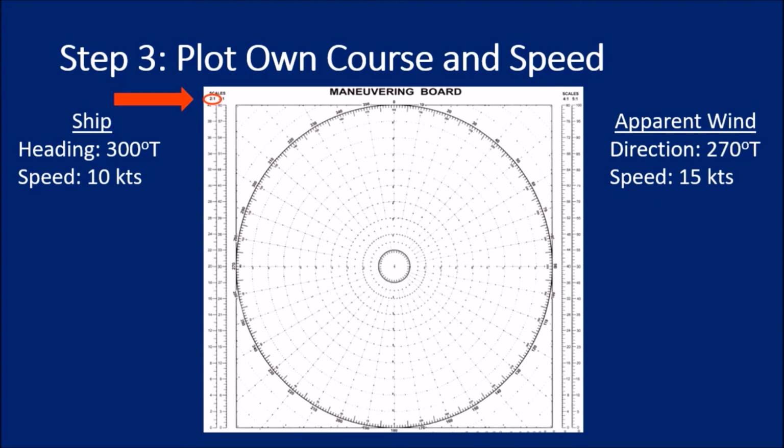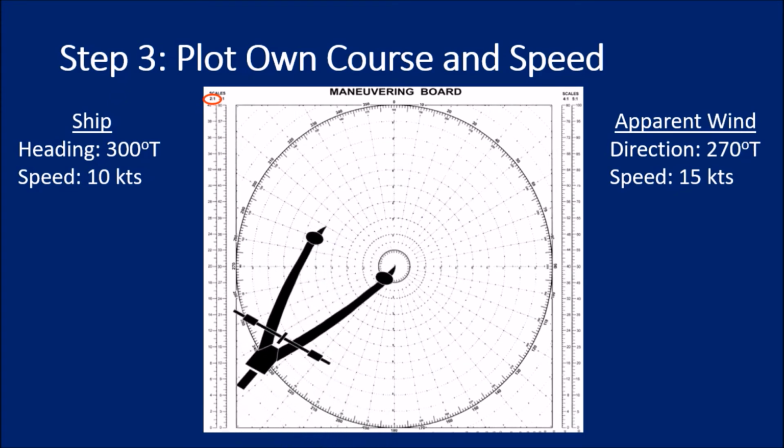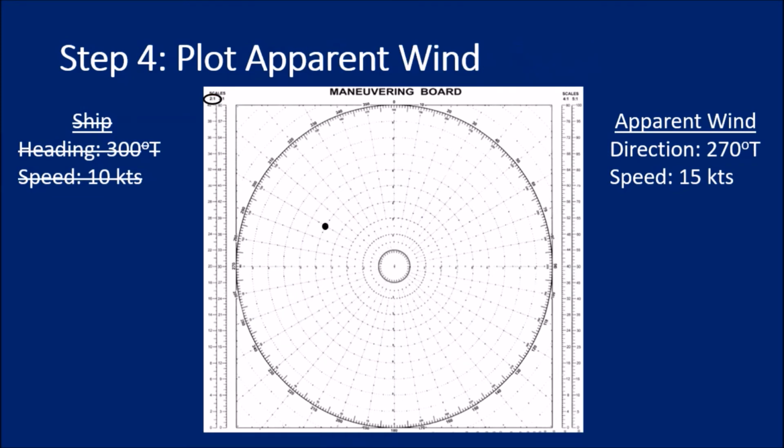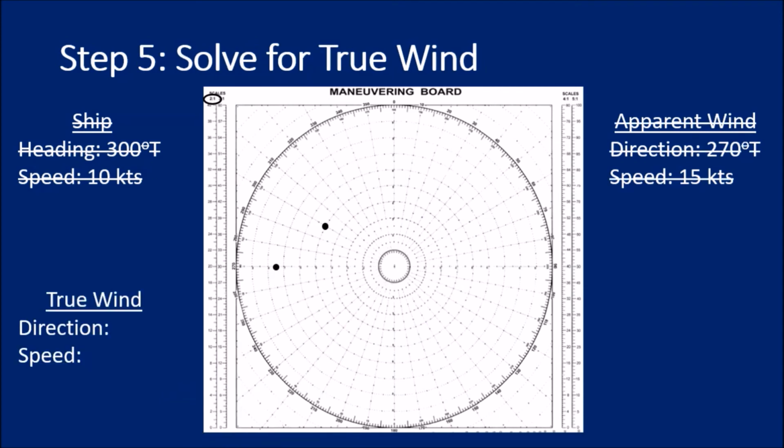Now we'll plot our ship's information with a single point. Using our dividers and the 2 to 1 scale, measure 10 knots. We'll transfer that to the 300 degrees true line and make a dot where they intersect. In step 4, we do the same thing, just using the apparent wind information. Measure 15 knots with your divider and transfer that to the 270 degree true line, placing a dot at the intersection.